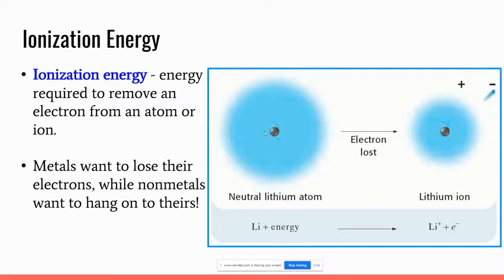So if we had a neutral lithium atom, for example, we add in some energy, some ionization energy, in fact. When we add that ionization energy, we can pull that electron off. That's going to make lithium a positive ion, because you're going to have 3 positive charges, but now you're only going to have 2 electrons, your negative charges. So it's going to have a +1 charge associated with it.